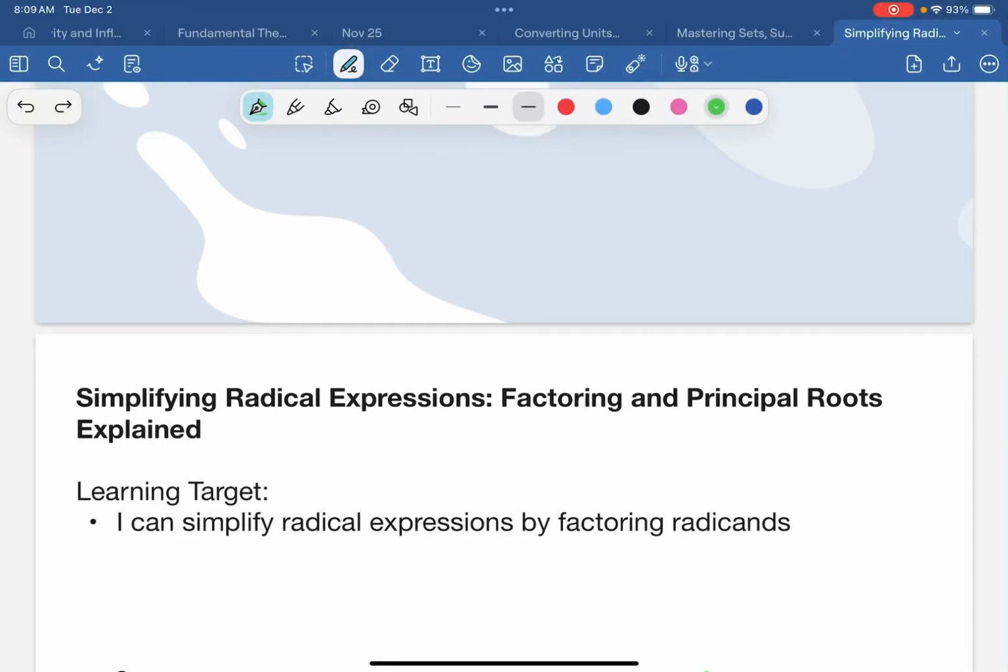Hi everyone, welcome back to our channel, and today we're going to learn how to simplify radical expressions. By the end of this lesson, you'll be able to simplify radical expressions by factoring radicands. Let's start by understanding the most important terms.